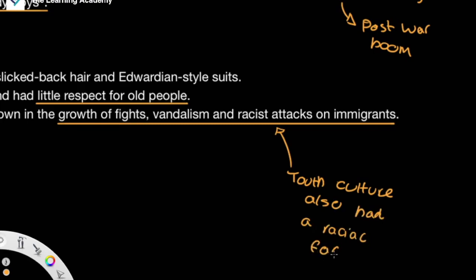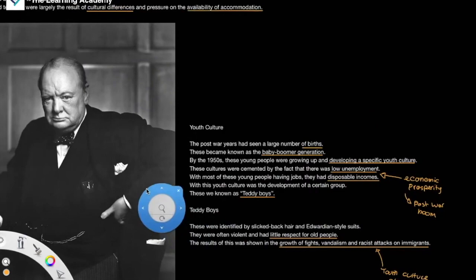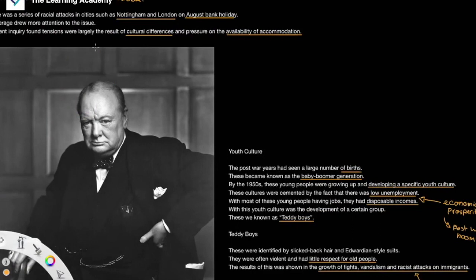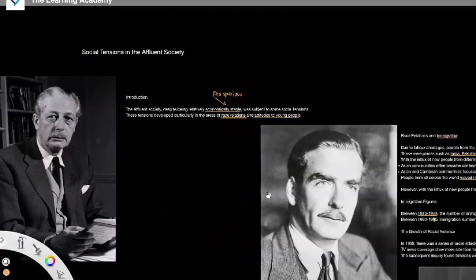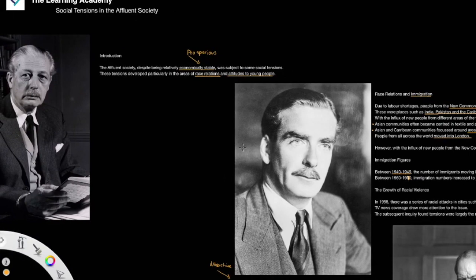So don't forget that these two developing tensions within society shouldn't be viewed in a vacuum. The youth culture played a part in the racial violence that took place, and just like that, the immigration policy and legislation played a part in the youth culture's discrimination against these new people coming into the United Kingdom. So as we can see, there is a significant amount of racial and youth tension within society in this period of time, despite the fact that there was quite a lot of economic stability.